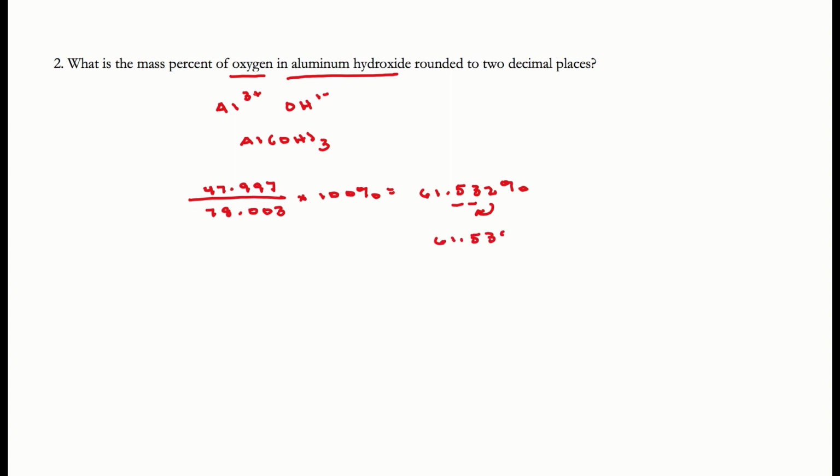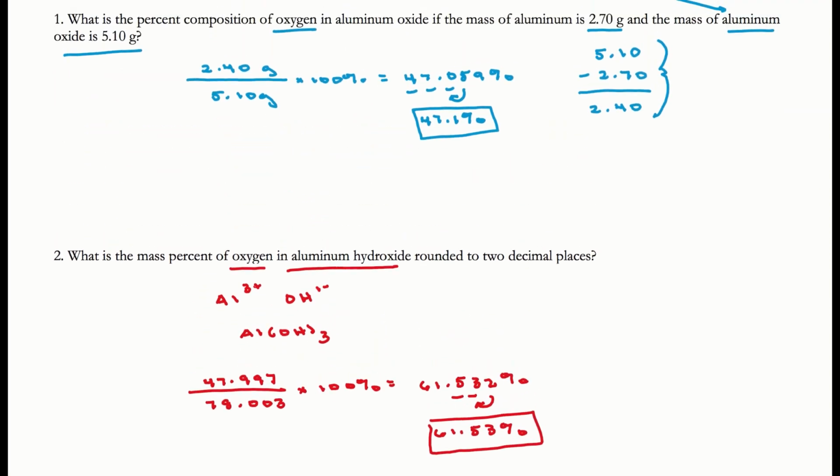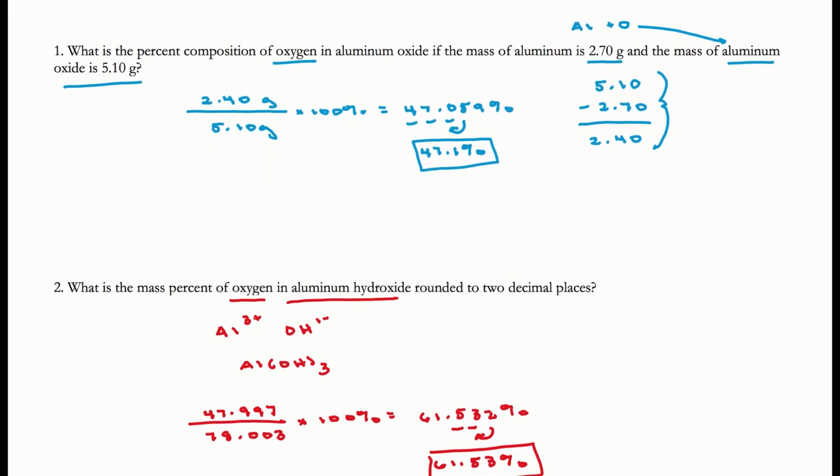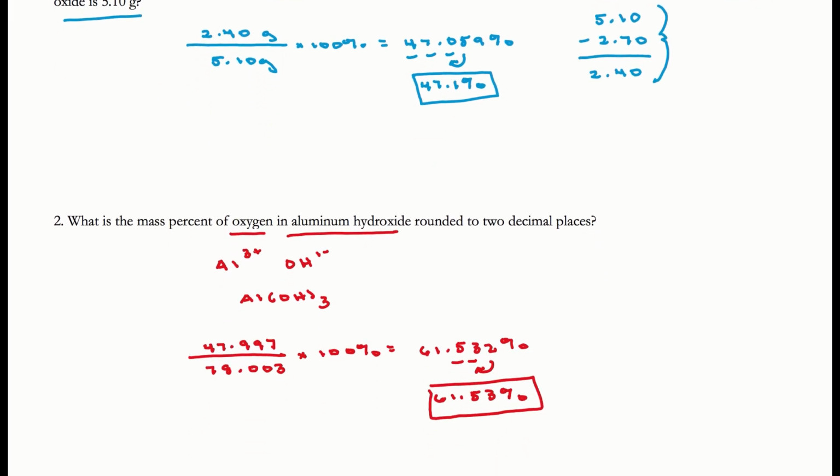61.53%. So I can be given the mass, like I was in the first problem, and find the percent composition pretty easily. Or I could just be given the formula, and then I would use the molar masses to determine the percent composition of an element in that compound.